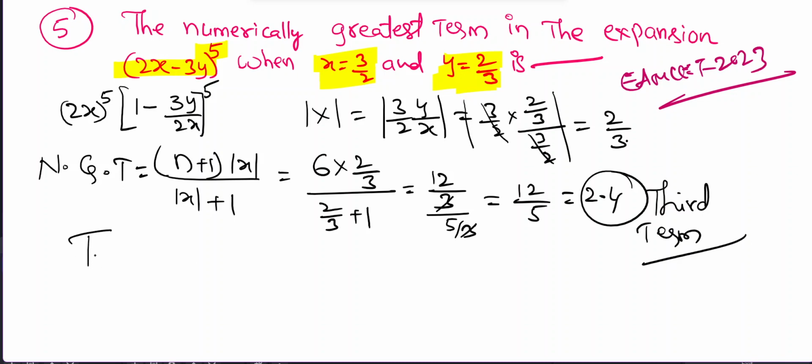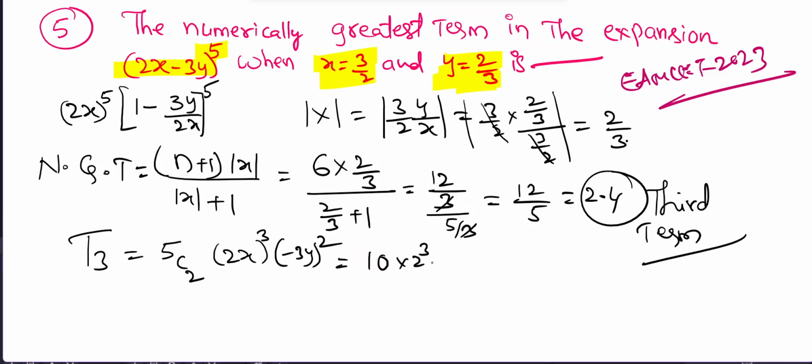Now we find T3. So T3 is equal to 5C2 into (2x) to the power of 5 minus 2, that is 3, and (minus 3y) to the power 2. Substituting the x and y values in this, that is equal to 5C2 which is 10, into 2 cube into x cube, where the x value is given as 3 by 2, this is 3 cube by 2 cube, into (minus 3) whole square, 9, and y square, this is 2 square by 3 square.